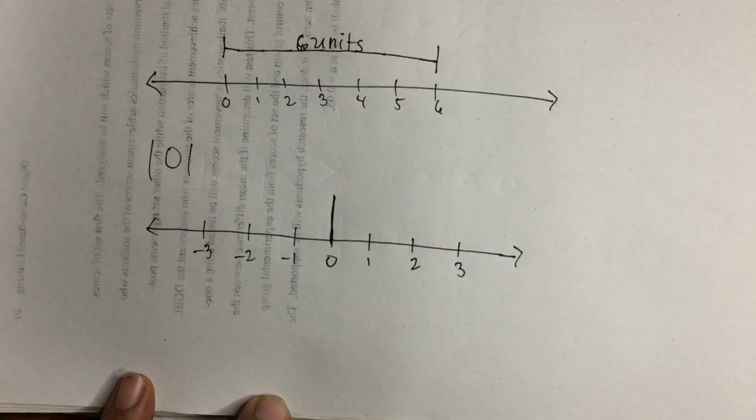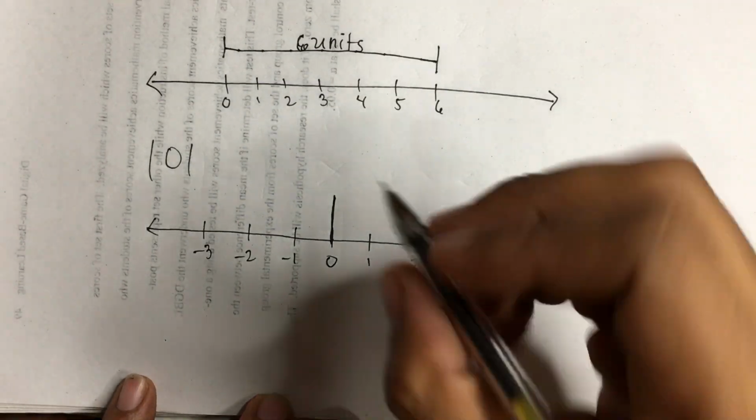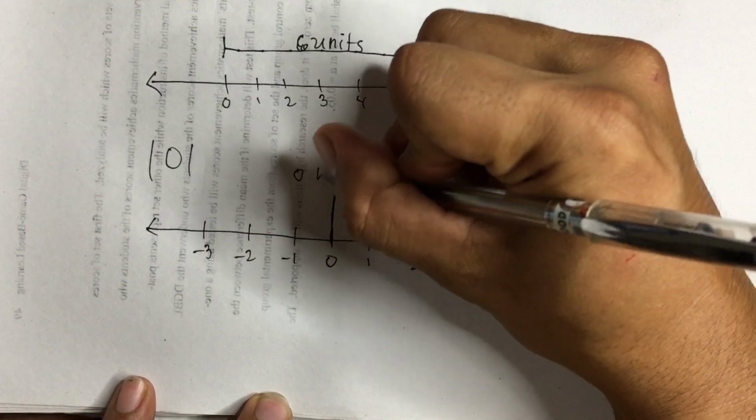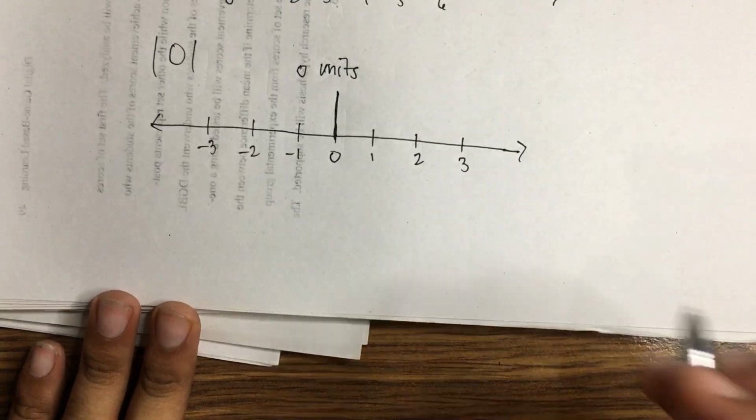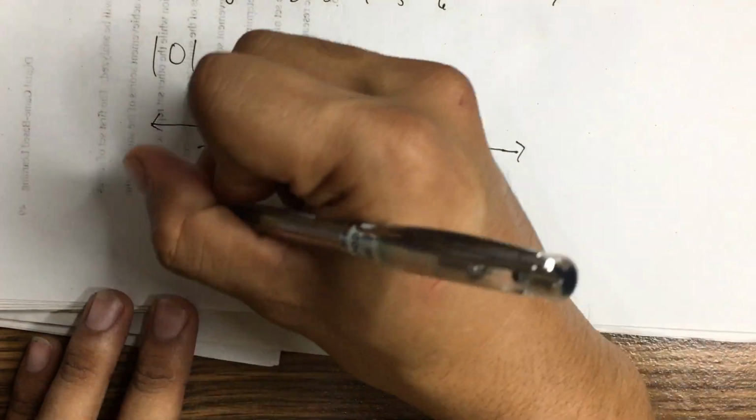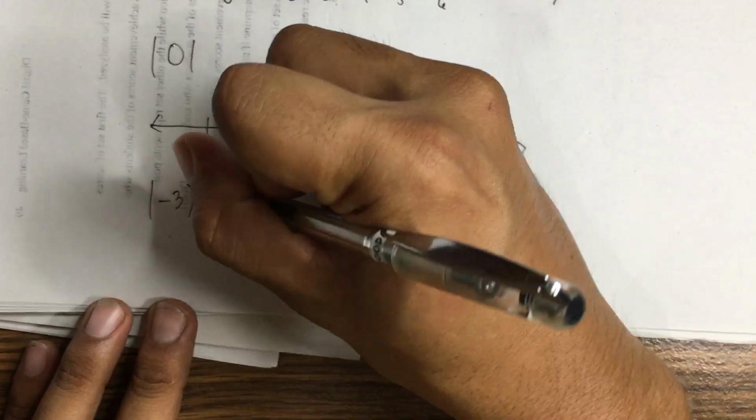How many units are there from 0 to 0? 0 units. So you write the words 0 units. Next, the third one is the absolute value of negative 3.